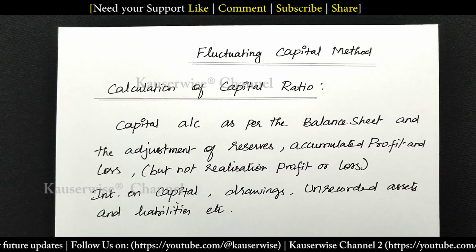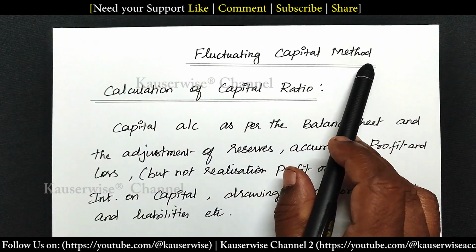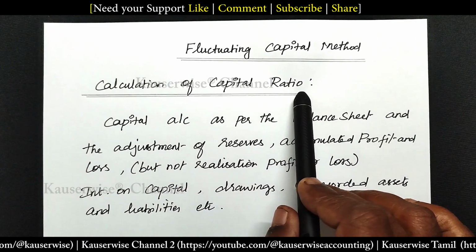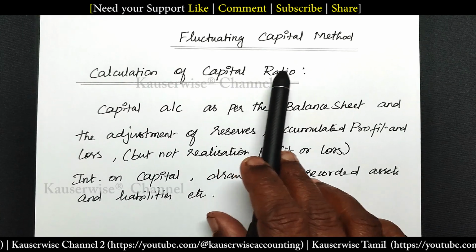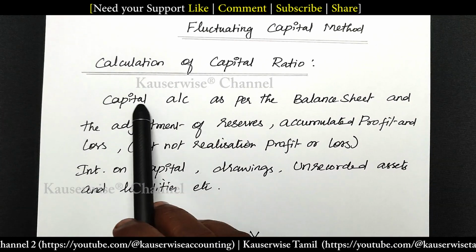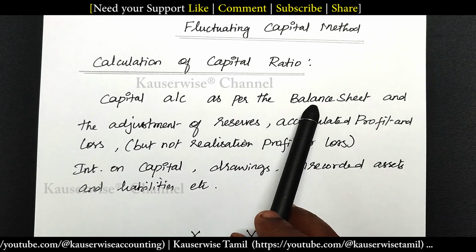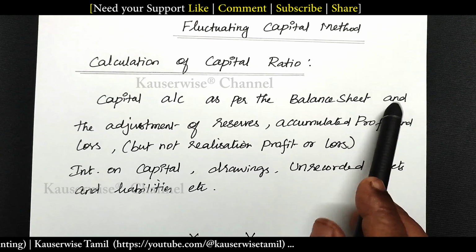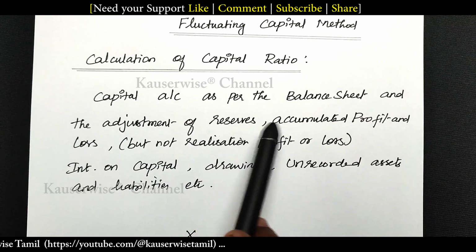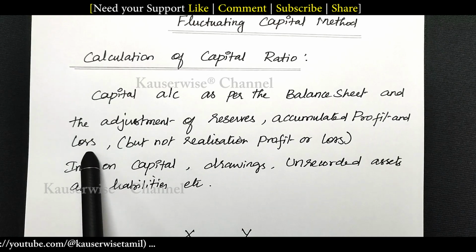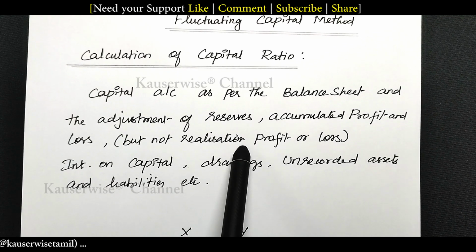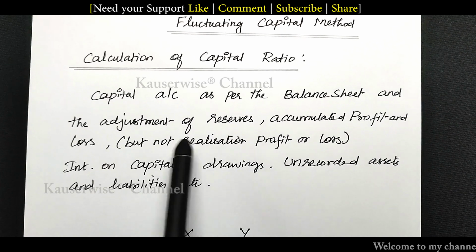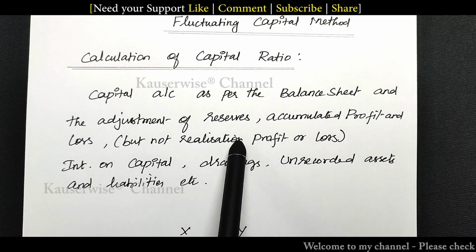Let's see the calculation. According to the fluctuating capital method, we need to do a separate calculation for the capital ratio. In order to find the capital ratio, we need to start with their opening capital balance, which is given in the balance sheet in the problem. So enter their capital account balance and the adjustment of reserves, any accumulated profit or loss, but not realization profit or loss. We have transferred all the losses to the partners' capital accounts, so don't consider the profit or loss on realization.